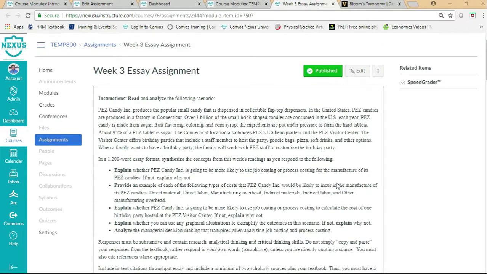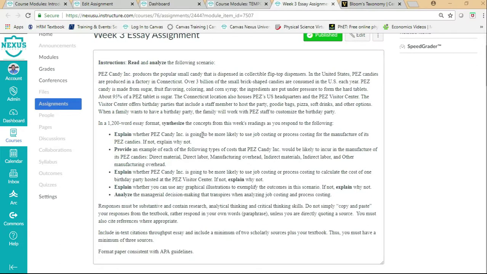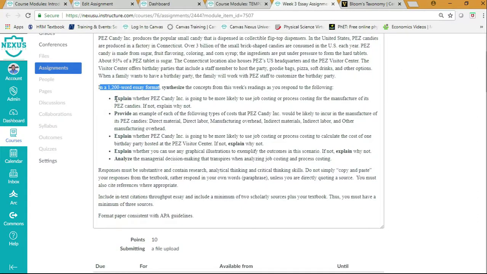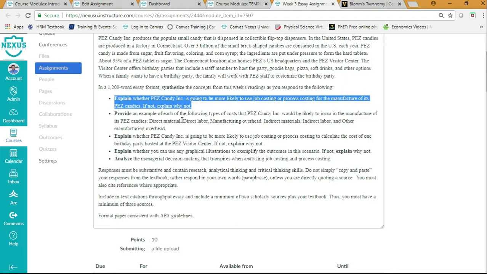Professors and course developers, here's what I'm looking for when you create a rubric. So here is an example. We have here an assignment. In this assignment, the students are supposed to write a 1,200-word essay, and they're supposed to do these things over here.